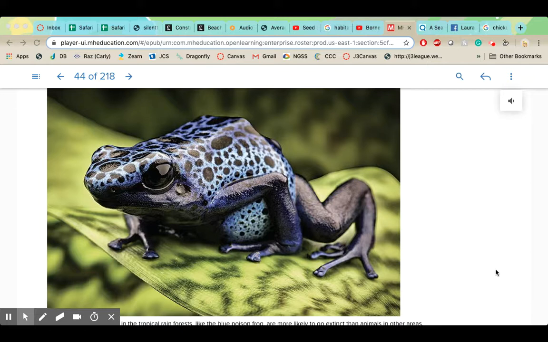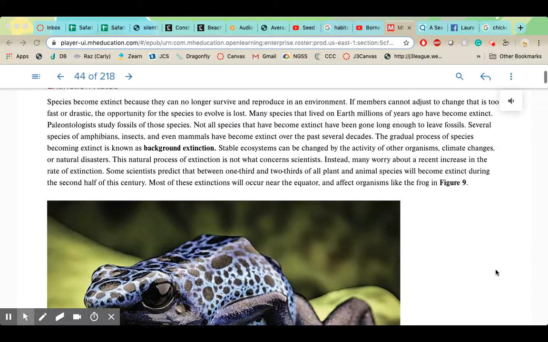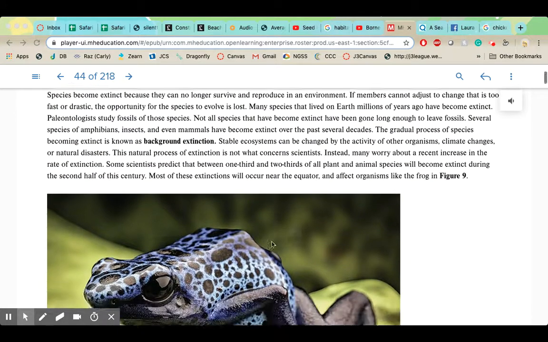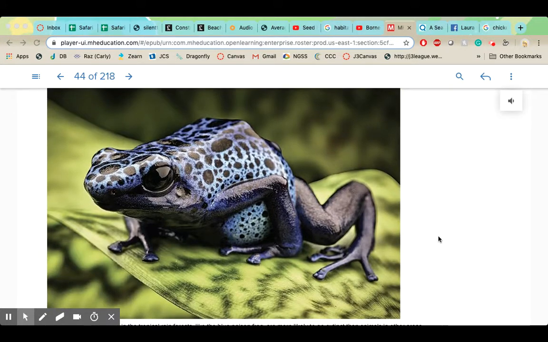What happens is an extinction. The species basically dies off and goes extinct. There's a normal amount of extinction over time. Here's the word background extinction. Background extinction is the amount of extinction that normally happens just at a natural rate and pace.